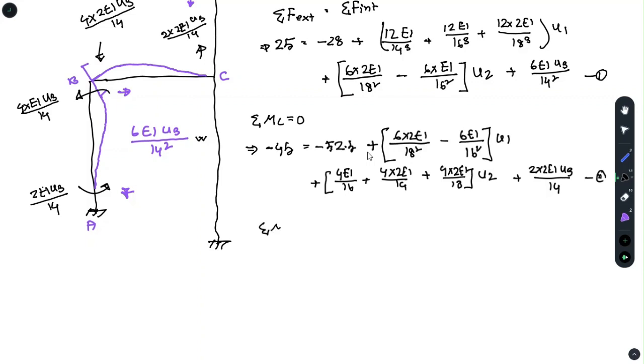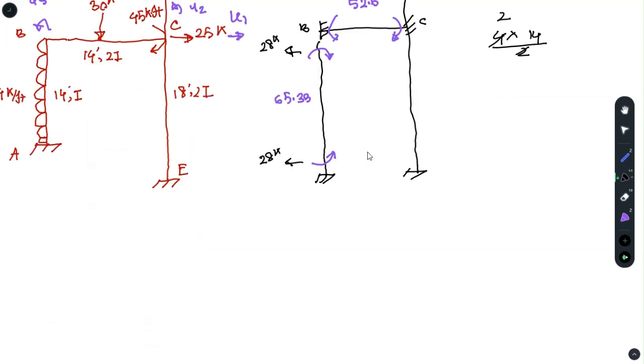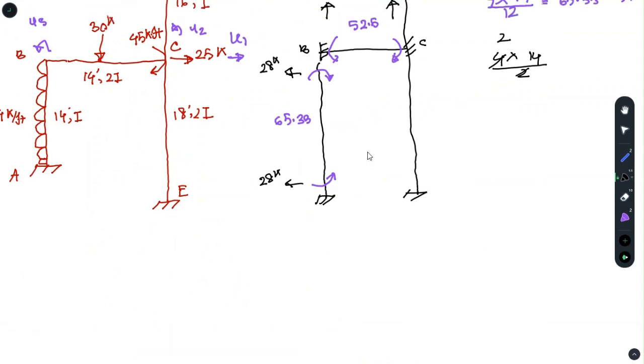So we'll apply another moment equation at point B. So the external moments and internal moments will be 0. At point B there is no external moment since it's 0. So what are the internal moments at point B? The internal moments at point B are 52.5, which is anti-clockwise hence positive, and 65.35, which is clockwise hence negative.